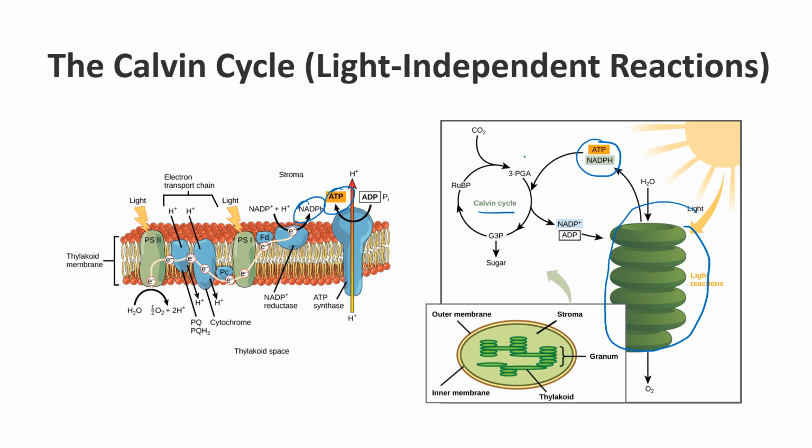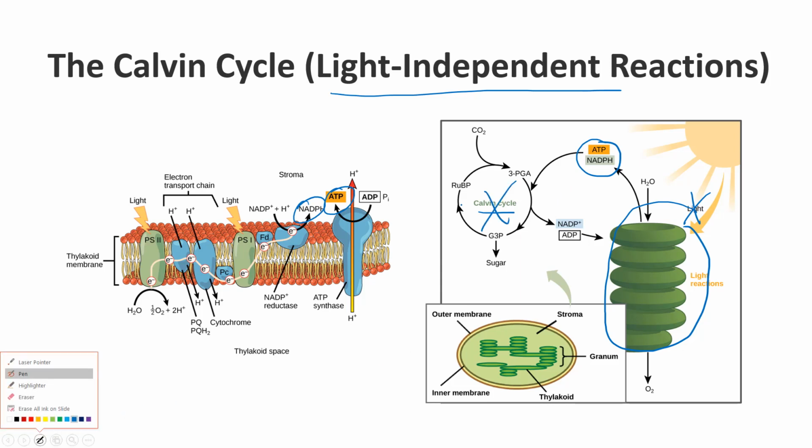However, the Calvin cycle cannot take place in the dark. So I guess calling it the dark reactions is not as accurate as calling it the light independent reactions, because if the lights go out, then the Calvin cycle stops. So they're not truly independent. The reactions of the Calvin cycle are not truly independent of light, right?